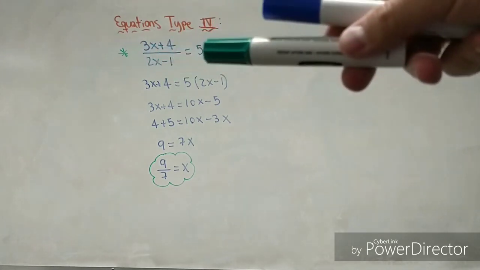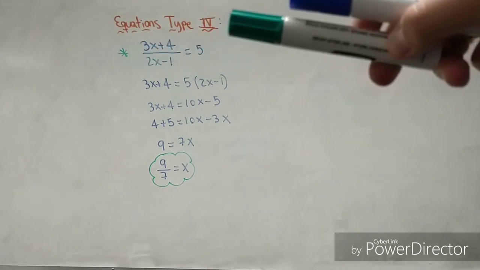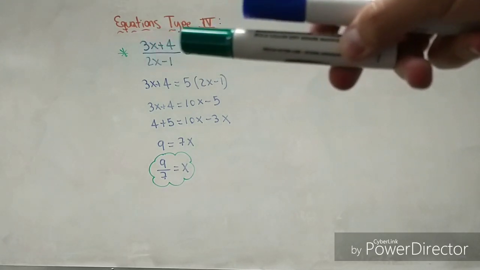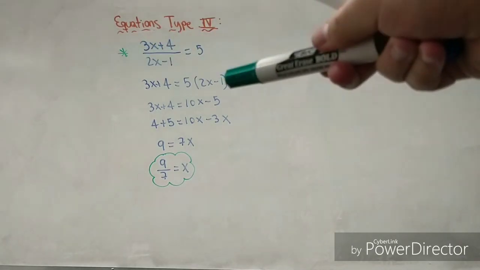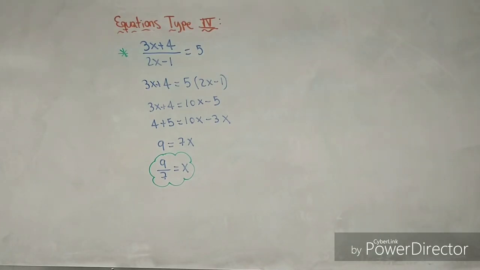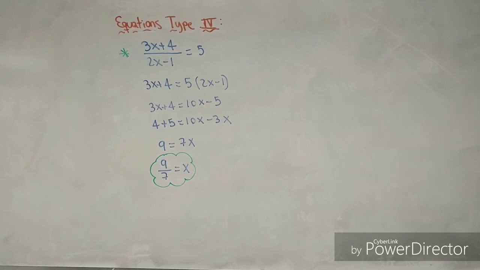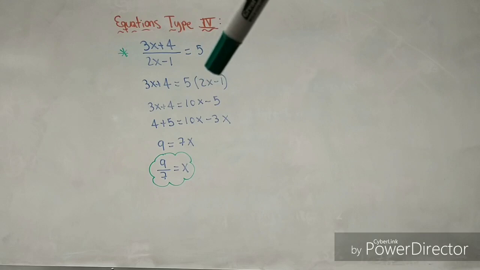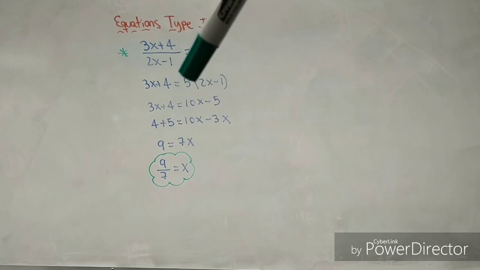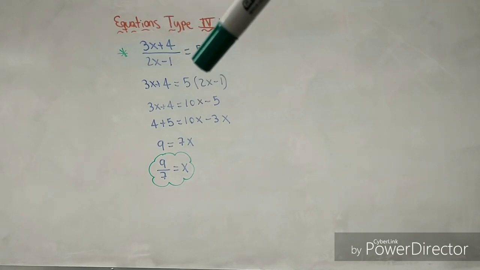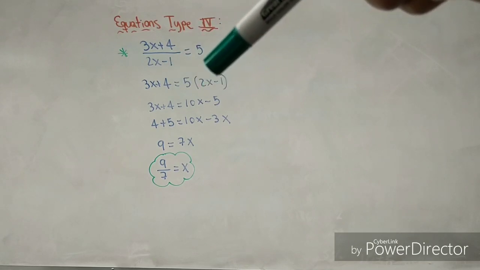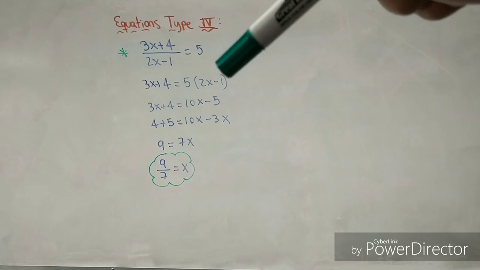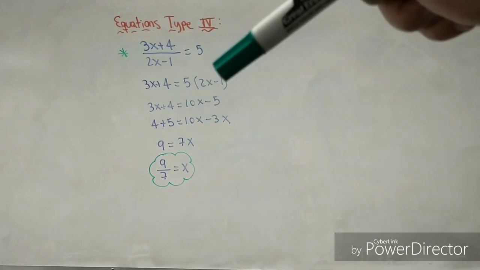So it's going to be 3x plus 4 equals 5 multiplied times the whole thing, 2x minus 1. Now we have a parenthesis. And then we do the same thing. So in this case, we're going to distribute this side. So 5 times 2x is going to be 10x. And then minus, because this 5 is positive, so positive times negative is going to be negative. So 5 times minus 1 is going to be minus 5.